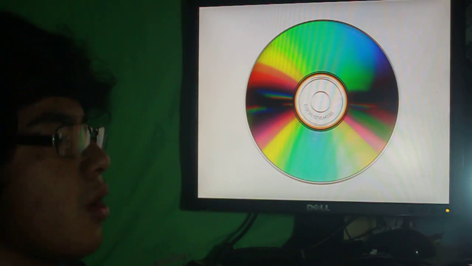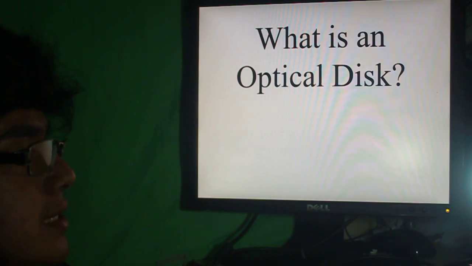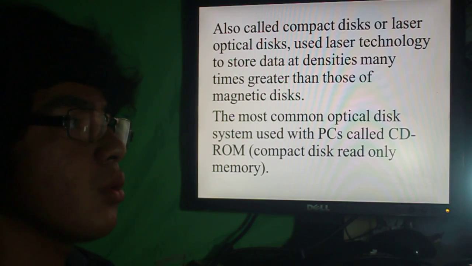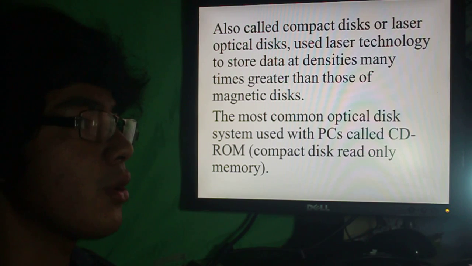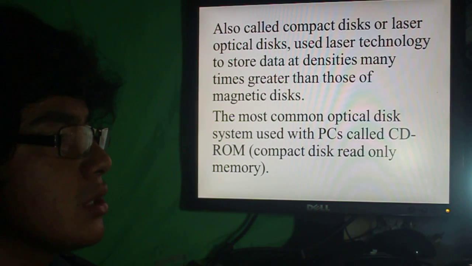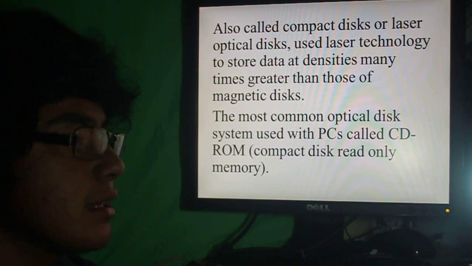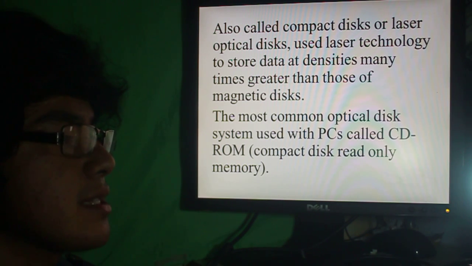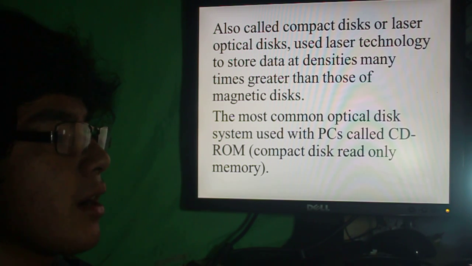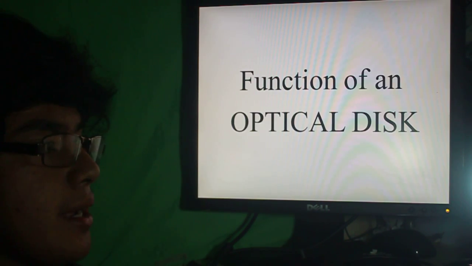Let's move on to optical disk. What is an optical disk? It is also called a compact disk or laser optical disk. It uses laser technology to store data at densities many times greater than those of magnetic disk. The most common optical disk system used in PCs is called CD-ROM, which means compact disk read-only memory.